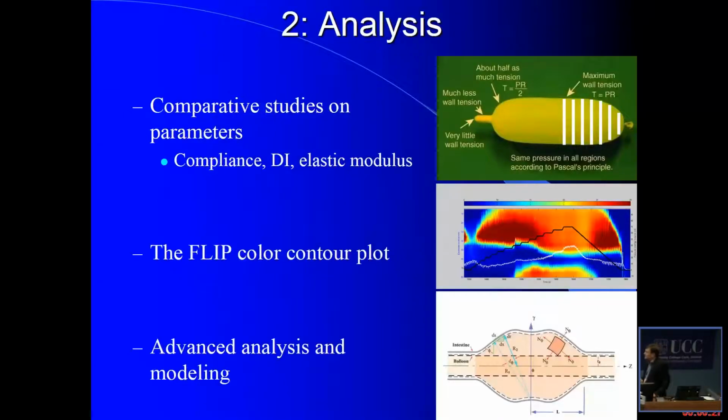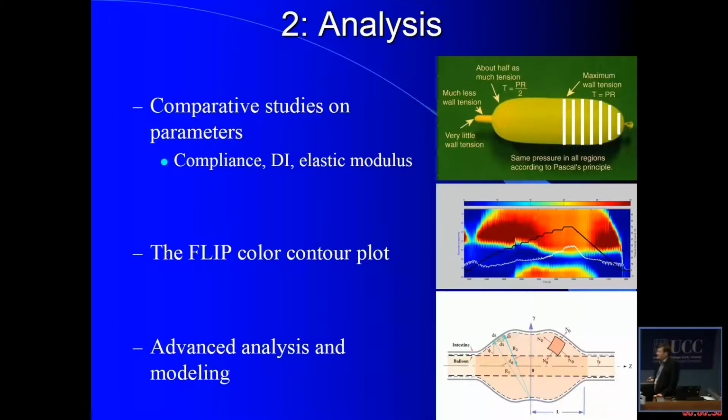For the analysis, I think we need a lot more comparative studies on parameters. Many groups now use compliance measures, distensibility index. It's fine if you can show a difference, but if you cannot show a difference between two groups, that may easily be explained by variation, and other parameters may be more optimal for showing those differences.